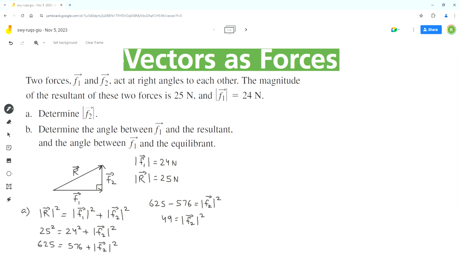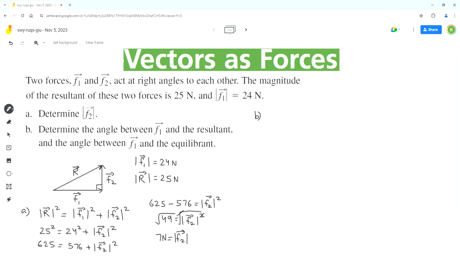And now we can apply square root to both sides. So on the right side, the square and the square root cancel each other out. And the square root of 49 is 7. So that means the magnitude of F2 is 7 and the unit is Newton. So this should be the final answer for part A.